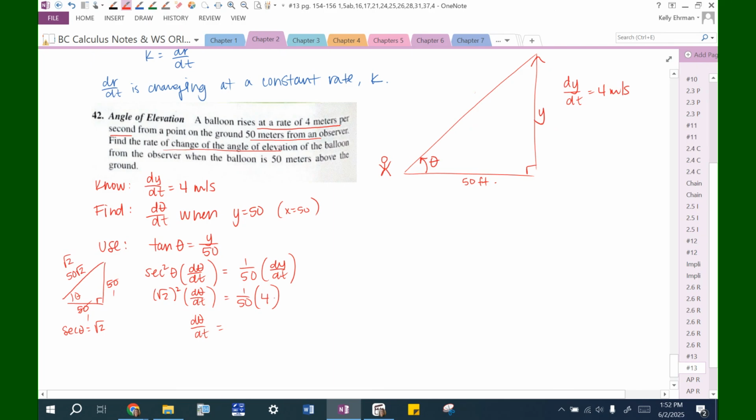Now there's just stuff to clean up. 4 over 50 is 2 over 25. And then this, remember, is like 2 times d theta/dt, so divided by 2. So I get 1 over 25 for d theta/dt. And what is the measure for that? It's always radians per second in this problem. The time can change, but theta is measured in radians.